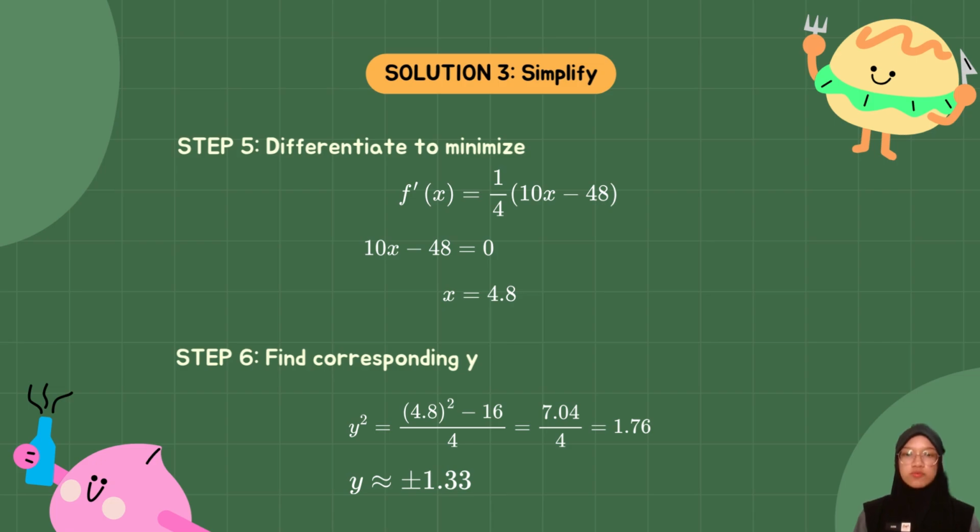And step 6, we find the corresponding y. So y squared equals (4.8 squared minus 16) over 4, and then we get 7.04 over 4, and then the answer will be 1.76. And then the approximate value of y will be plus or minus 1.33.